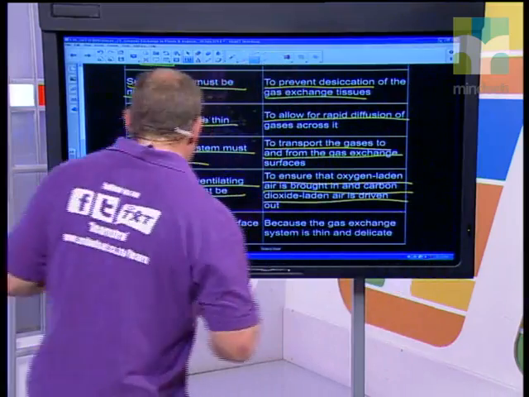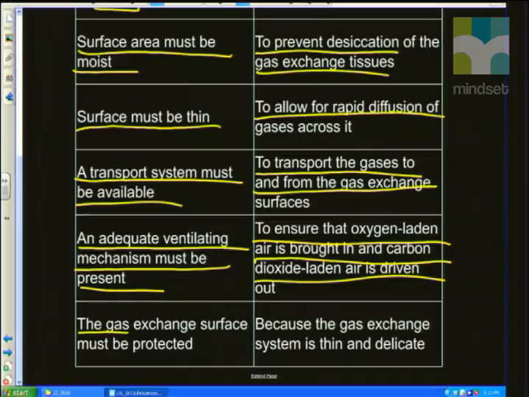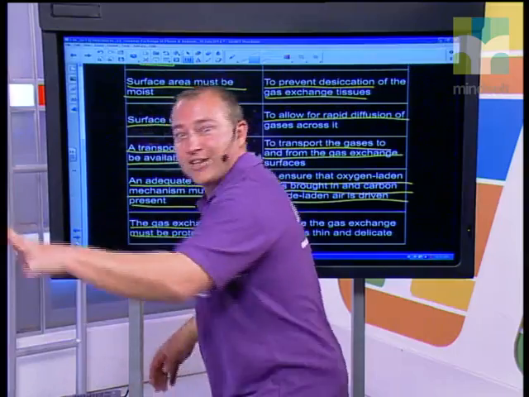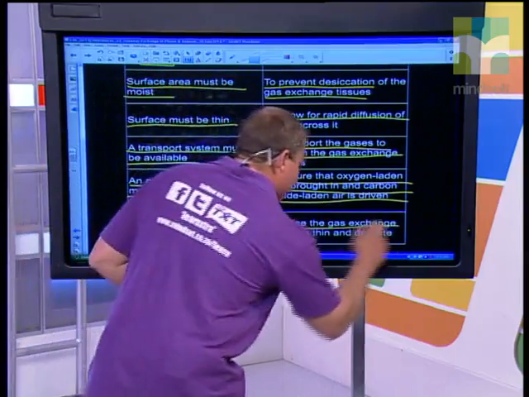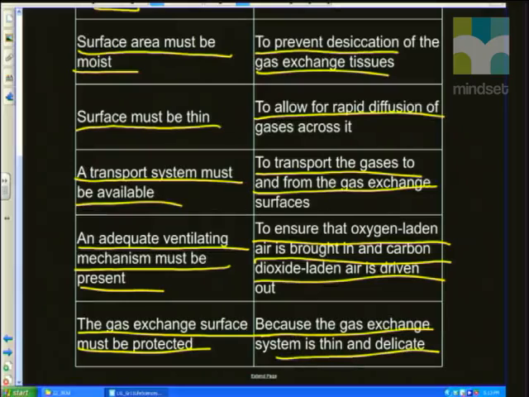And then the gaseous exchange surface must be protected, because if it's not protected, it's going to be destroyed. And if it's destroyed, then we're going to die because we get no oxygen, and that's going to be terrible. Am I right? The gaseous exchange system is thin and delicate, just like a flower, just like Sia. Thin and delicate. Perfect.